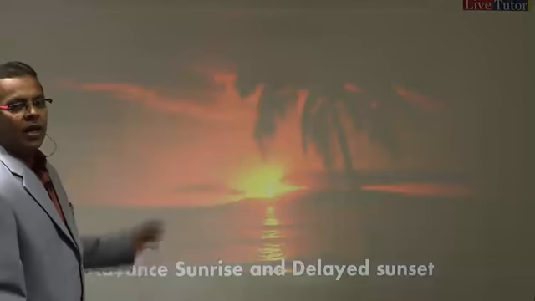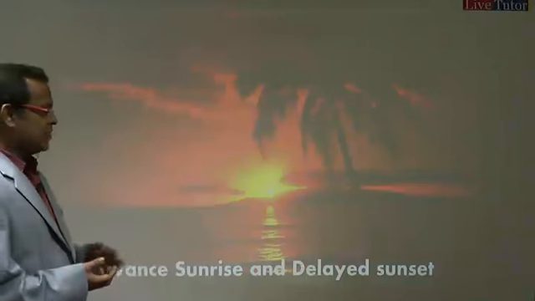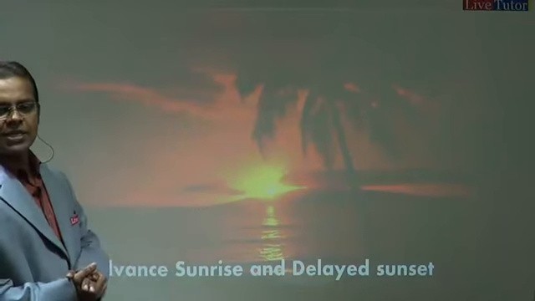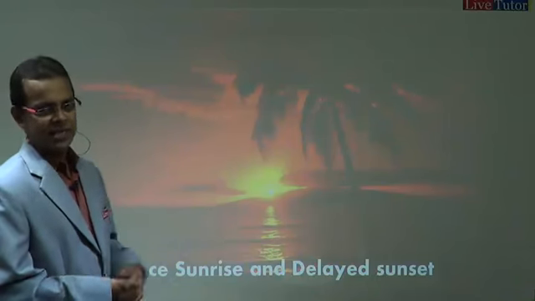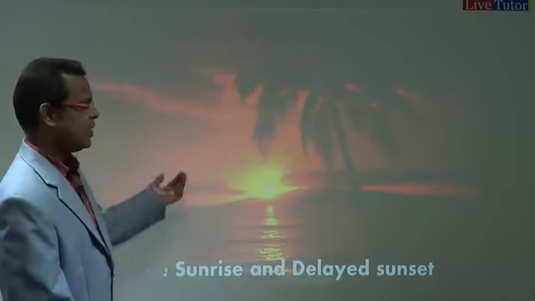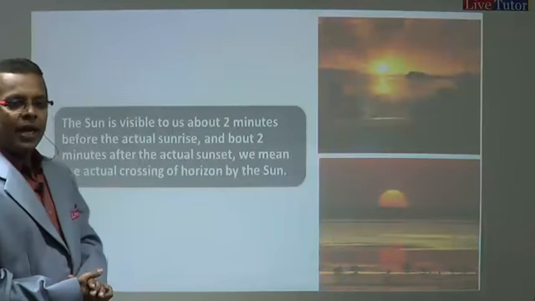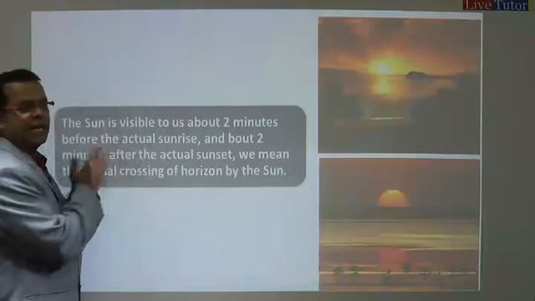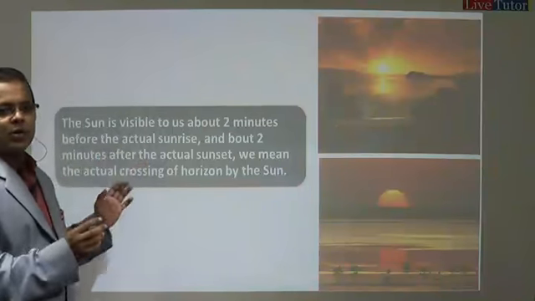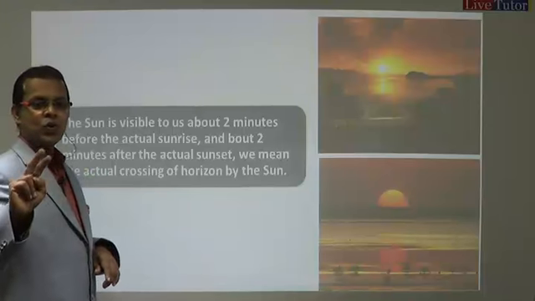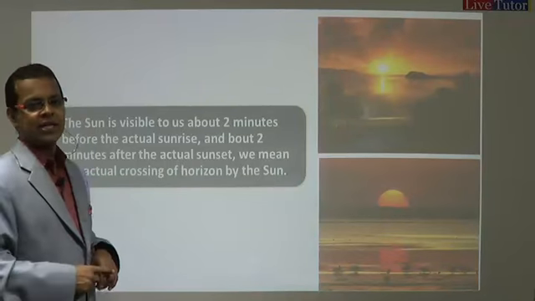Okay. The next important, interesting concept is the advanced sunrise and delayed sunset. Advanced sunrise and delayed sunset. That is the next concept. This is also because of refraction only. And it is a noted fact that the sun is visible to us about 2 minutes earlier and about 2 minutes later than the actual sunrise and sunset.